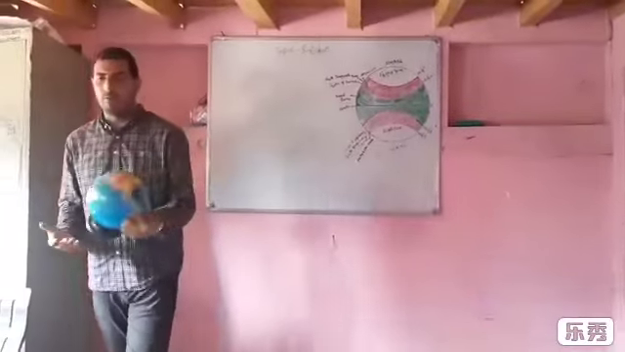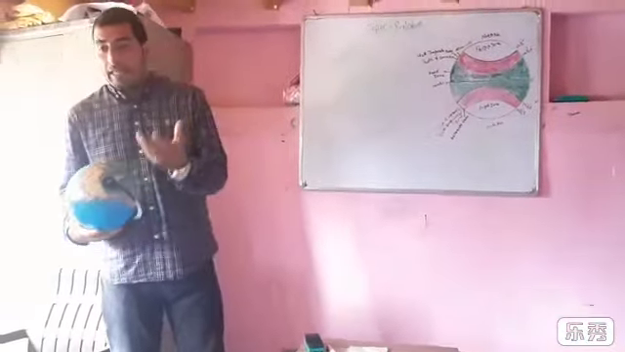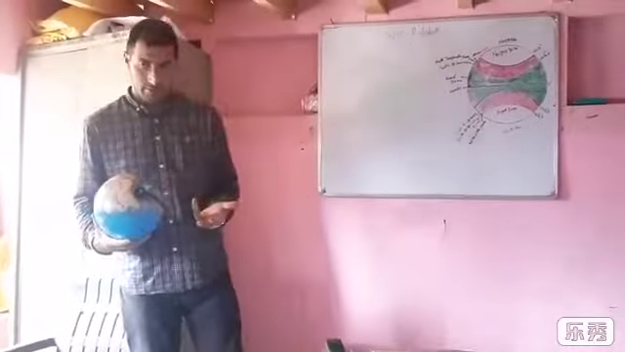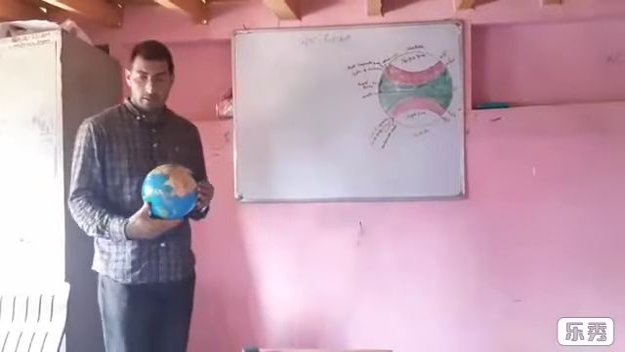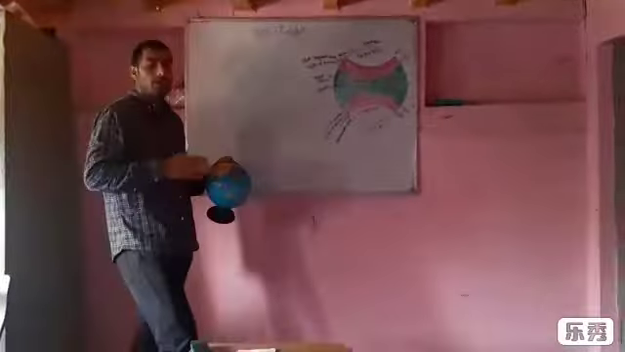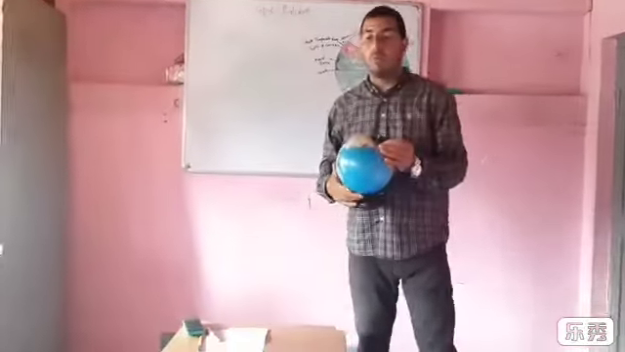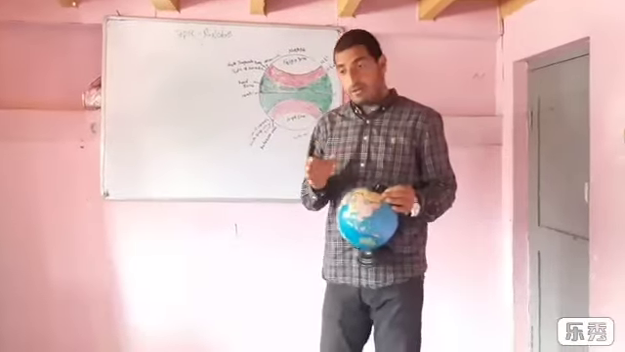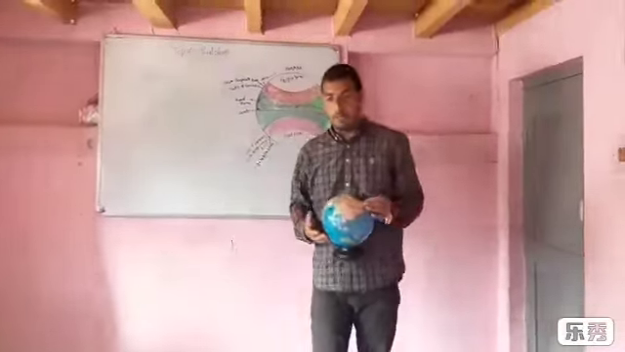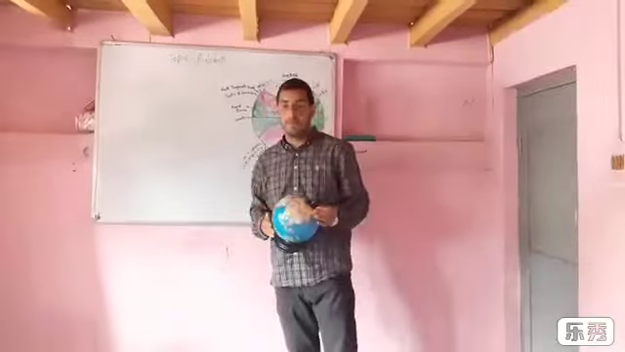A globe is the miniature model of the earth. When we have to study the earth as a whole, for that we need a globe. But when we have to study a part of the earth, for that we need a map.